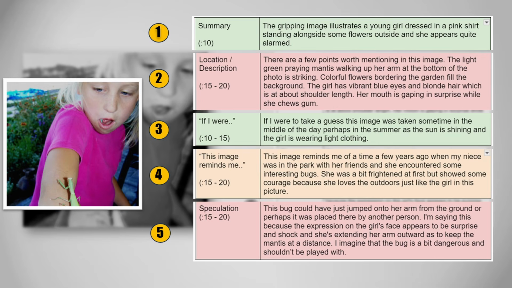This bug could have just jumped onto her arm from the ground, or perhaps it was placed there by another person. I'm saying this because the expression on the girl's face appears to be surprise and shock, and she's extending her arm outward as to keep the mantis at a distance. I imagine that the bug is a bit dangerous and shouldn't be played with.